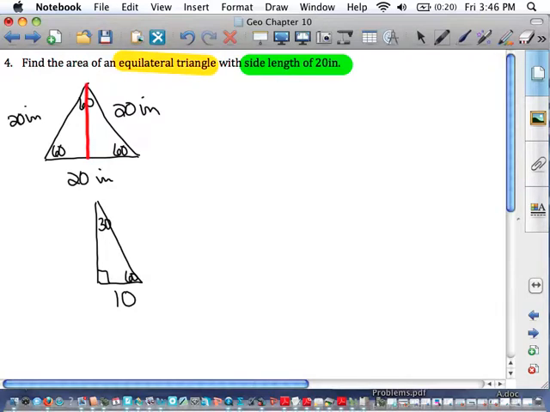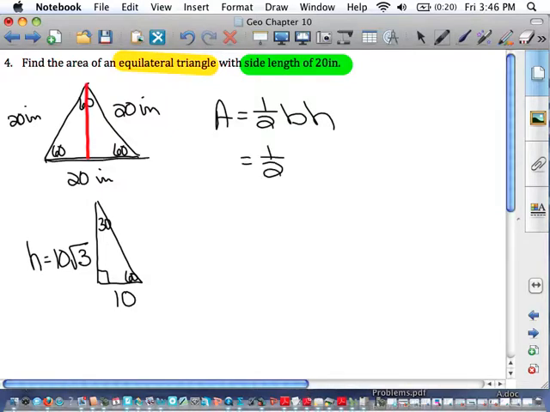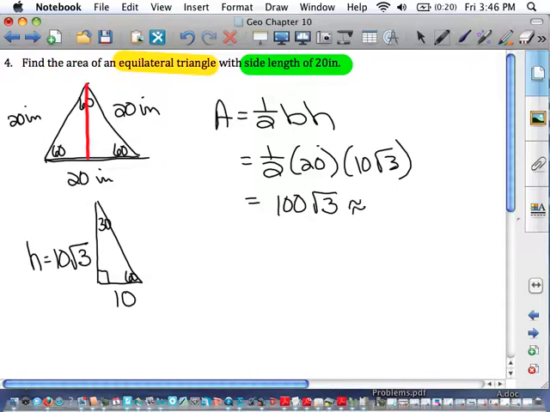I need the height. It's a 30, 60, 90 right triangle, so I know that the height is going to be equal to 10 times the square root of 3. So the area of this triangle is equal to 1/2 the base times the height. So the base of this triangle is 20. The height of this triangle is 10 square root of 3. So the answer for this problem would be 100 square root of 3, which is approximately equal to 173.2 inches squared.